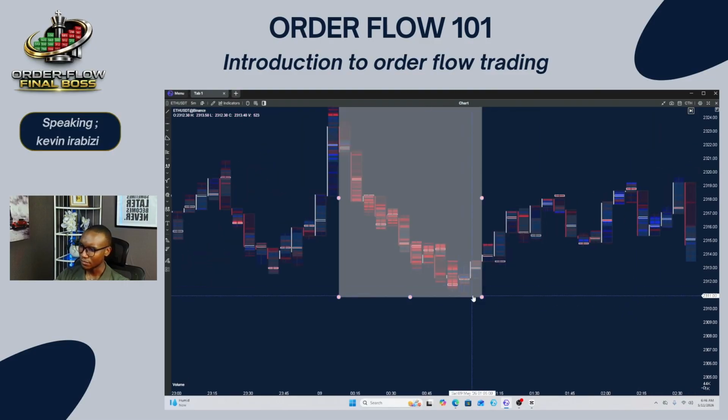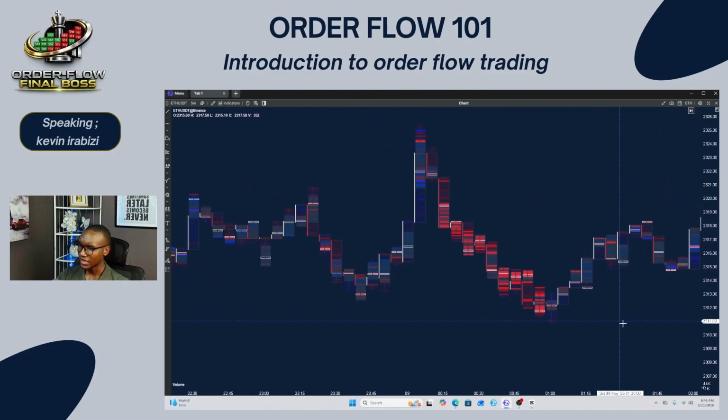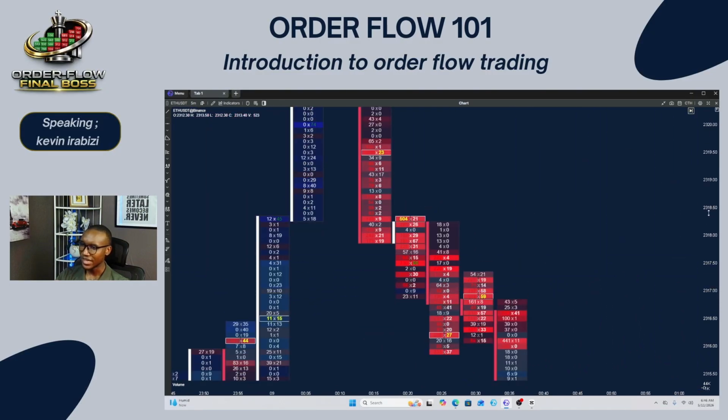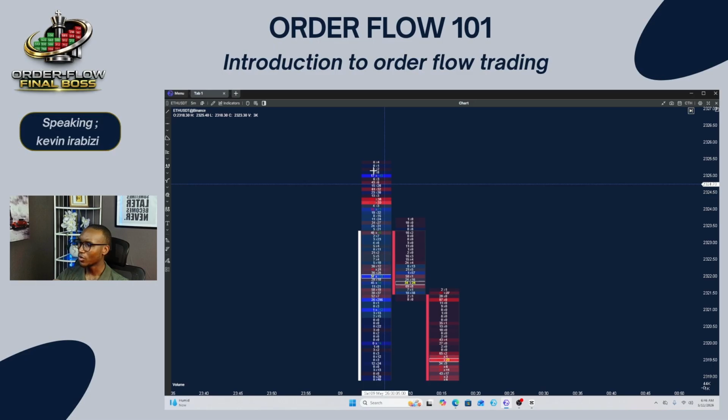Right here is another example. Very huge, strong, aggressive selling. Sellers were dominating completely in the market. You can barely see aggressive buyers coming in from right here.